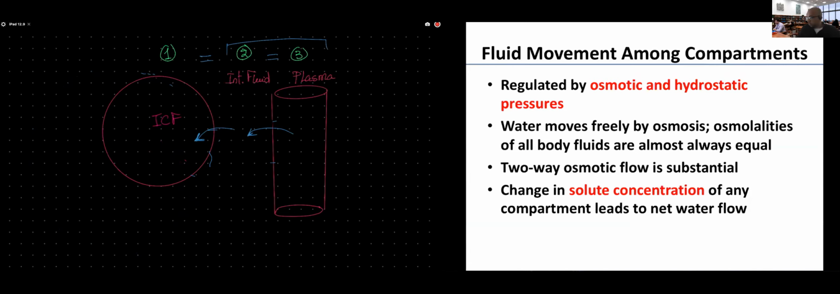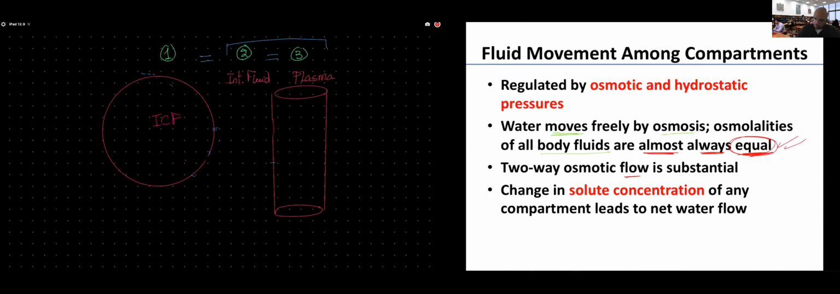So again, water is going to be moving freely by osmosis between the different body fluid compartments. They are almost always equal. The concentration of solutes in the cells is going to be equal to the interstitial fluid, equal to the plasma. Almost always equal. A two-way osmotic flow is going to be taking place. Slight variations are going to be putting water in and out just to carry the solutes in and out of the different fluid compartments.